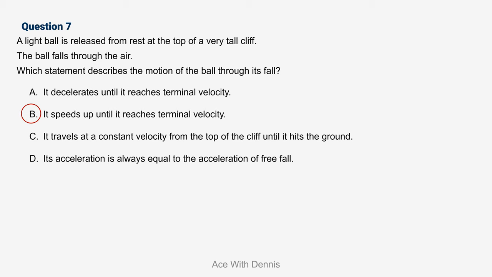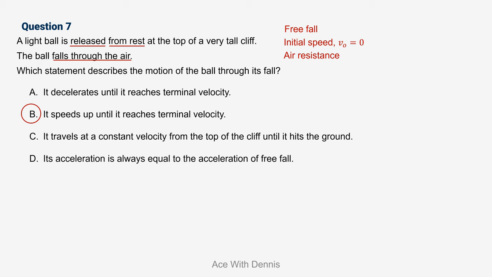Let's identify important keywords from this question. The first keyword is released, so it means that this is a free fall case. Next, from rest, which means that the initial speed v0 is 0. The ball falls through the air, which means we need to consider the air resistance.